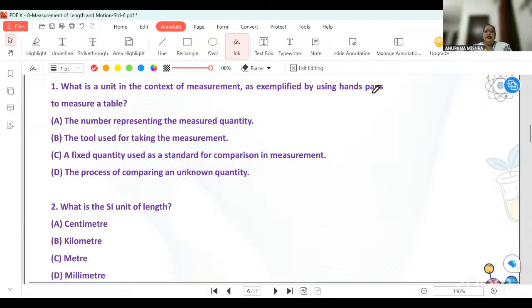When you are using hand spans to measure a table, what type of measurement is it? It is a fixed quantity used as a standard for comparison in the measurement. What is the SI unit of length?